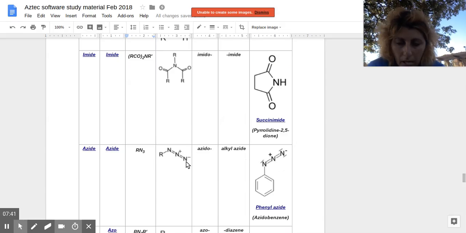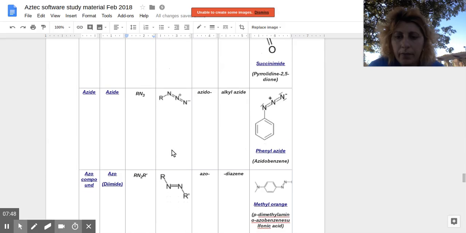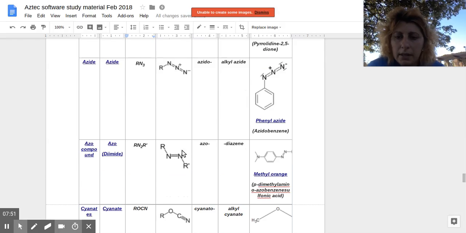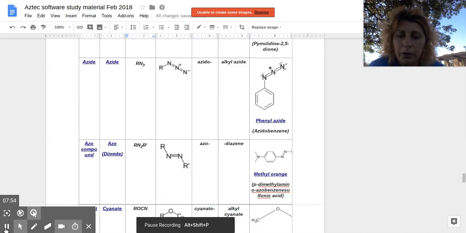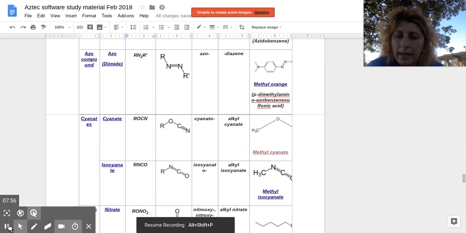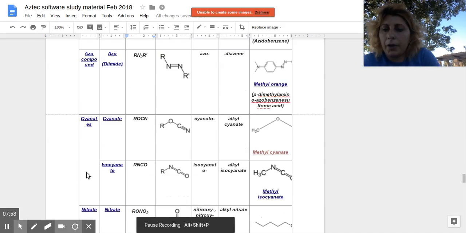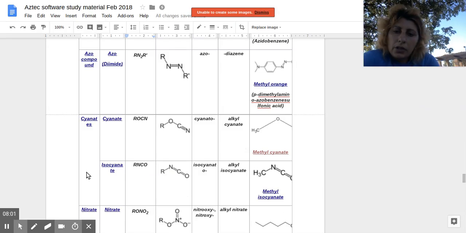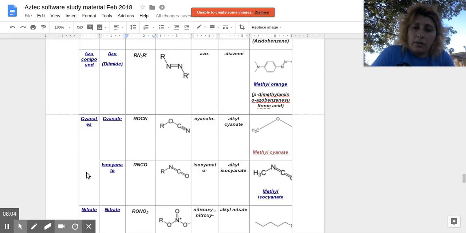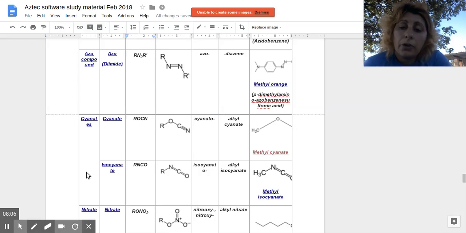Azide has three nitrogens, so double bonds between the three nitrogens and an R group. Azo compounds are two nitrogens double bound with R groups coming off the nitrogens. Cyanate is carbon, singly bound oxygen, triply bound nitrogen to the carbon, an R group coming off the oxygen. Isocyanate is carbon, triple bound nitrogen, singly bound oxygen.